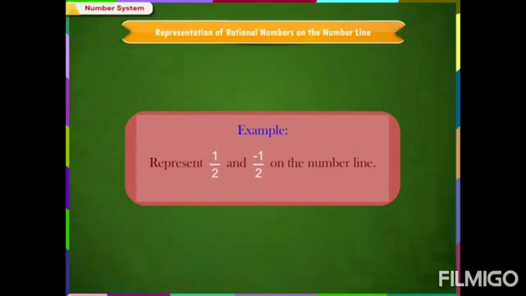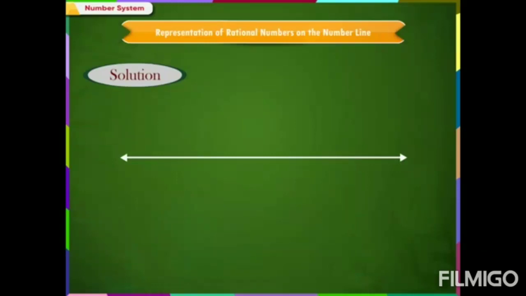Represent 1 by 2 and minus 1 by 2 on the number line. Solution. Draw a line. Take a point O on it. Let the point O represent 0. Set off unit lengths OA to the right side of O and OA' to the left side of O. Then A represents the integer 1 and A' represents the integer -1.